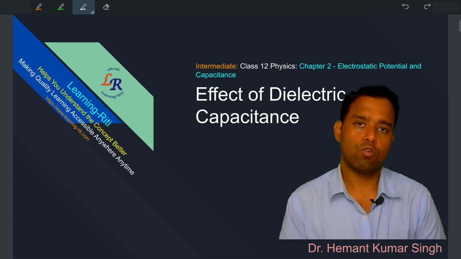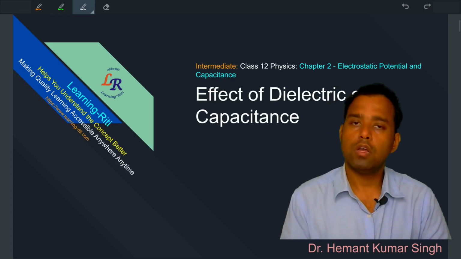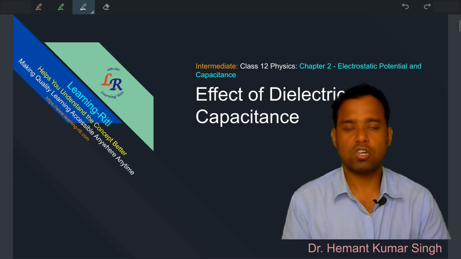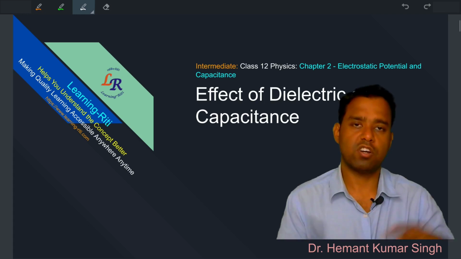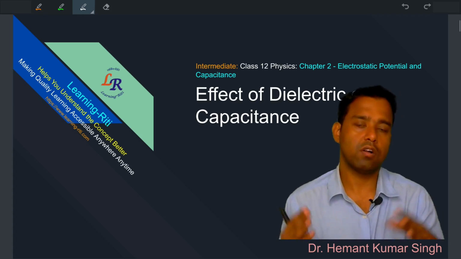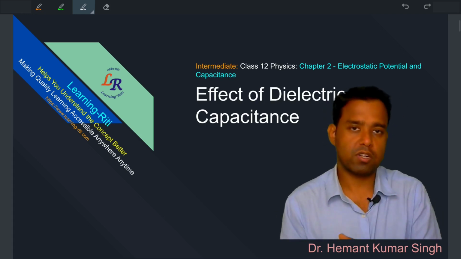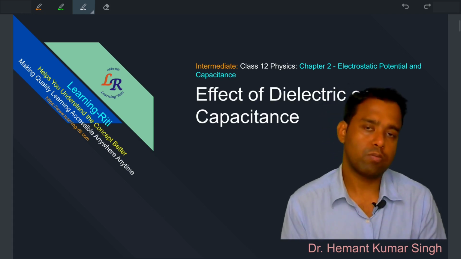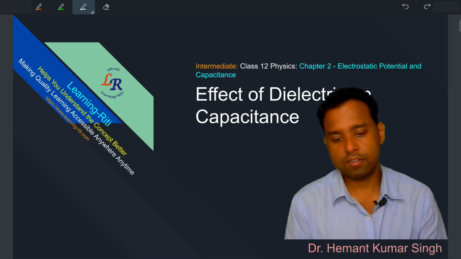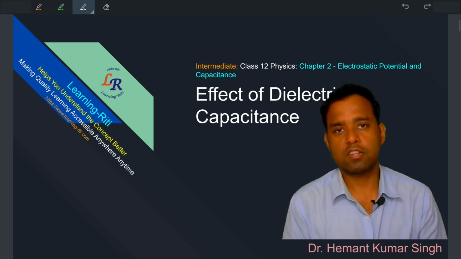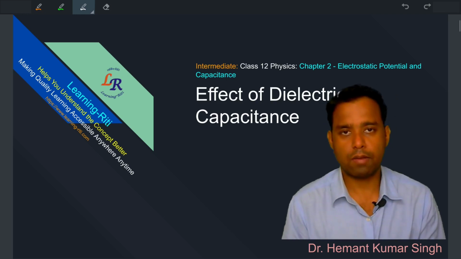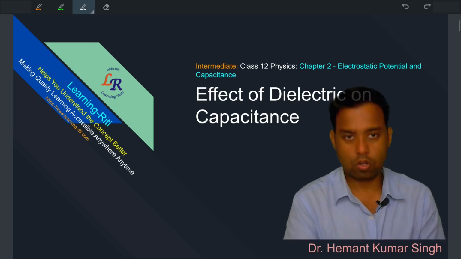So let's have a look now at the effect of dielectrics on the capacitance. In this lecture we will discuss what happens if you insert a dielectric material between the two plates of a parallel plate capacitor: what would the capacitance be, and how will it change? There we bring in the concept of dielectric and dielectric constant. Let's see how it comes up, and then we'll have a better understanding of that. So let's have a look.